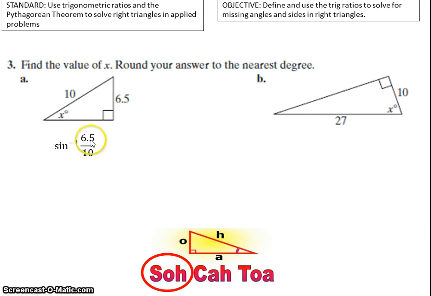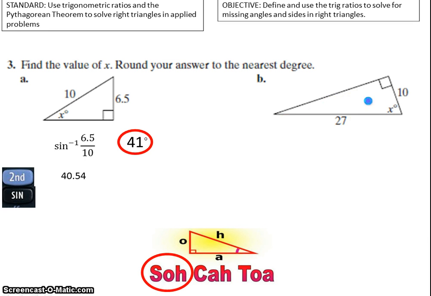So I set it up as inverse sine, rather, of 6.5 over 10. To get that, you're going to hit second and sine. That's going to get you the inverse sine function. So we multiply that out, and we end up with 40.54. We want to round to the nearest degree. 40.54 rounds to 41 degrees.